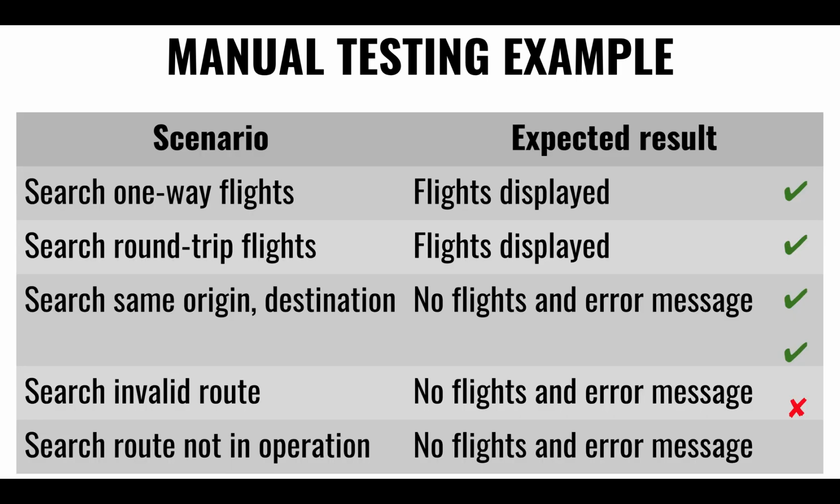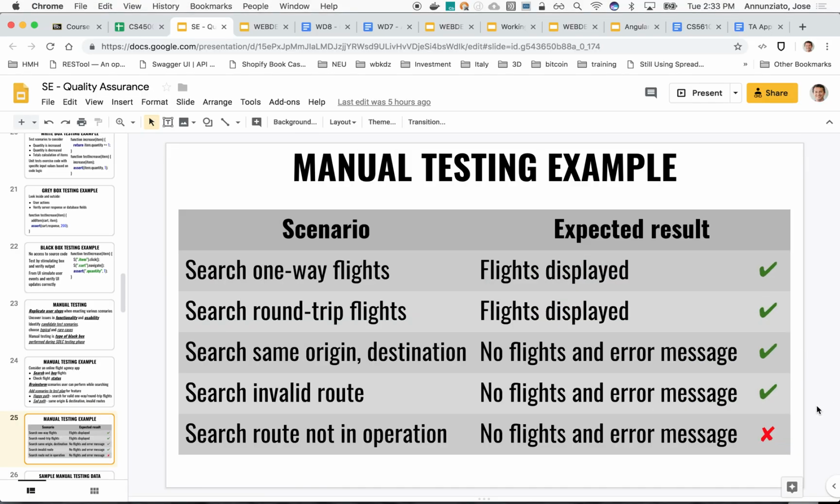So as a QA engineer, I would keep track of all the different scenarios that are going to be manually tested, right, and what the expected results are, and also the statistics on whether they were successfully accomplished or not.